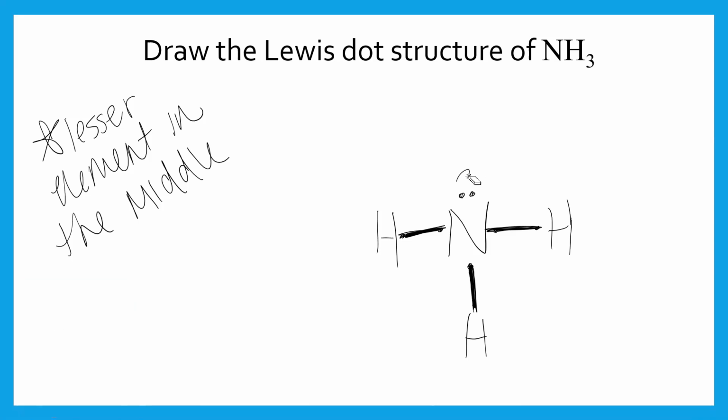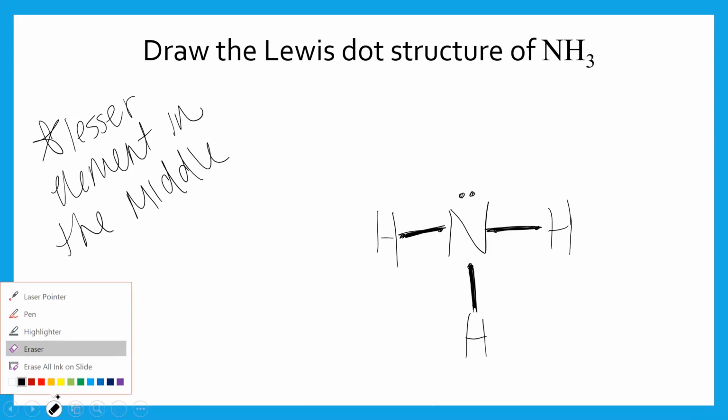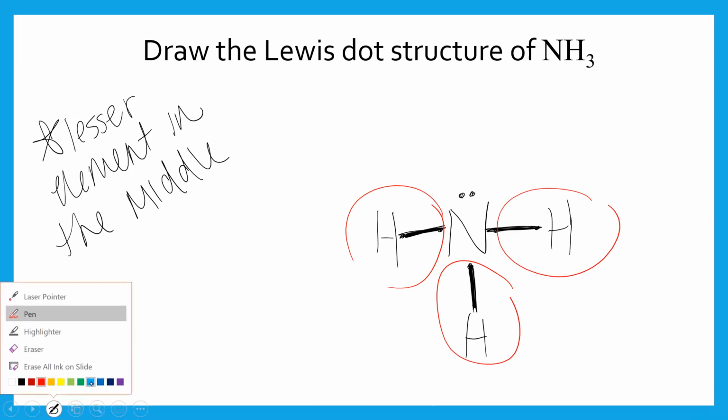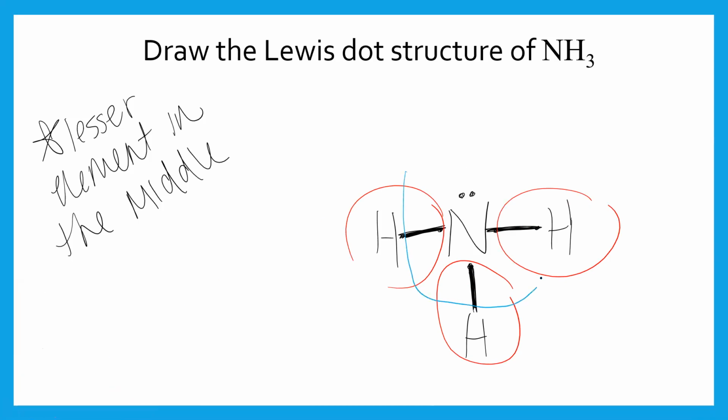So once again, I suggest always checking your octet. If you don't check your octet, it's silly of you not to, because you can know if you have the right answer or not. So H has 1, 2. H has 1, 2. H has 1, 2. H's are all happy. And then N has 1, 2, 3, 4, 5, 6, 7, 8. Once again, happy.